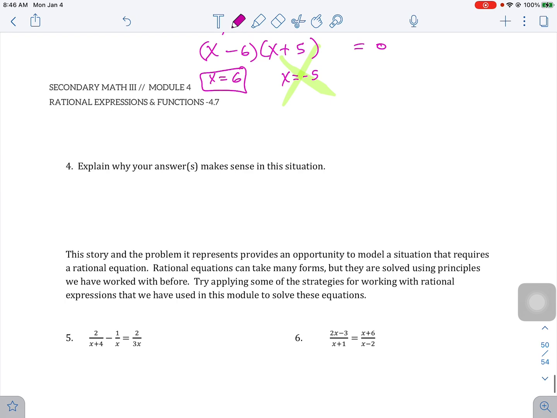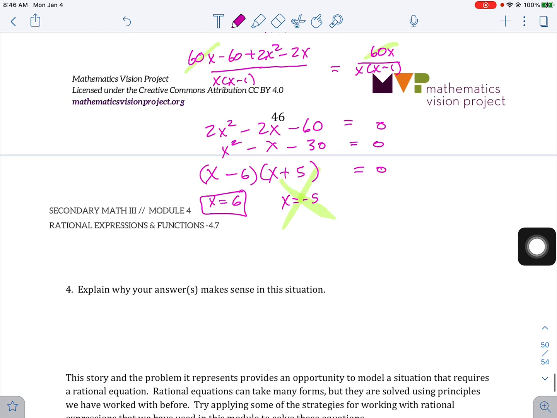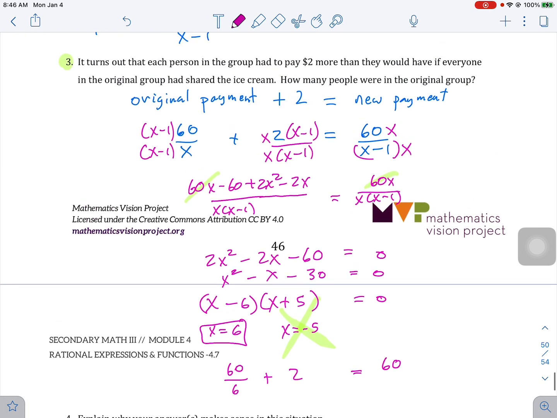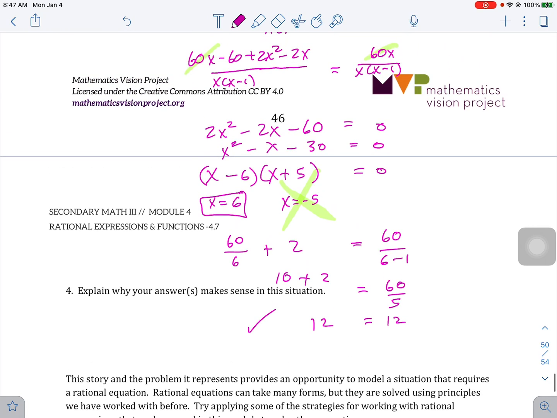The way to test this would be to plug 6 into the original equation, which is here, plus 2 equals this, so we can do that. So we can say 60 over 6 plus 2 should be equal to 60 over 6 minus 1. Okay, so if we do that, 60 over 5 is equal to 10 plus 2. 12 is equal to 12. Therefore, that is correct.